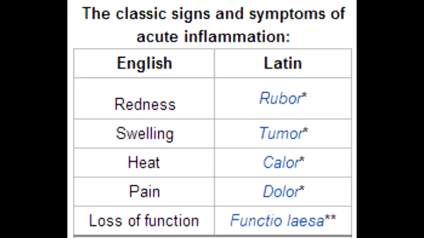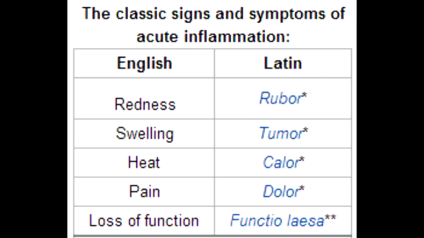Inflammation. What are all the Latin terms and their definition used to characterize inflammation? Inflammation is characterized by rubor, which is redness, dolor, which is pain, calor, which is heat, tumor, which is swelling, and functio laesa, which is the loss of function. So these are all the things that occur in inflammation.